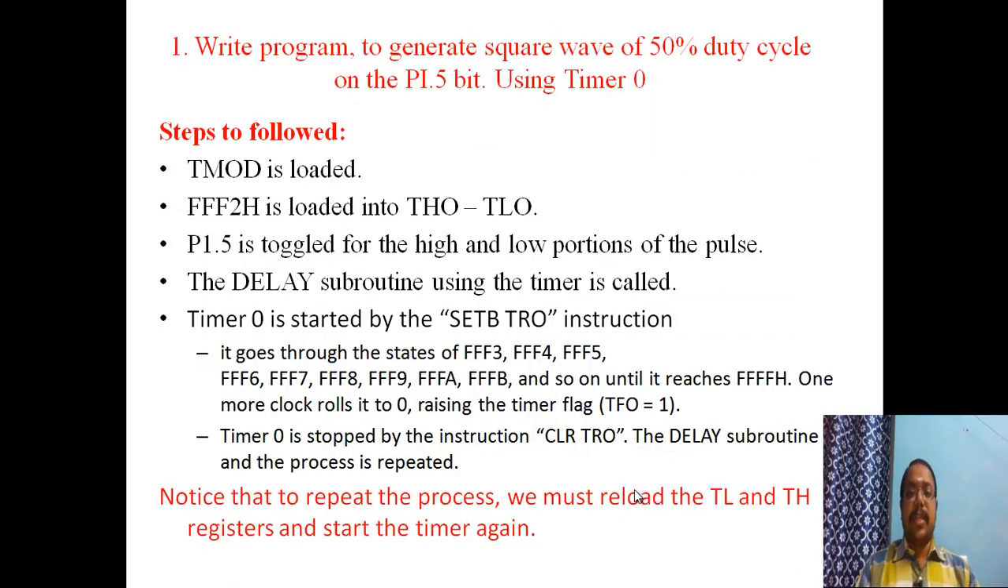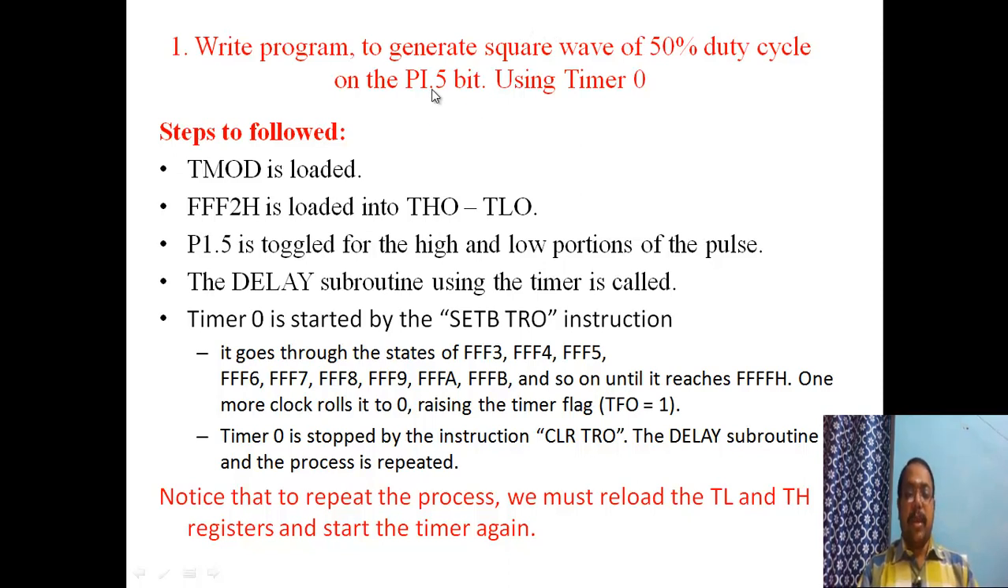So now let us start writing programs for the timer. The first program we are going to write is to generate a square wave of 50% duty cycle, which means T on and T off are the same, on port P1.5. There is a port called P1, in which on the 5th bit you have to generate this square wave, and they specify you are going to do it with timer 0. I repeat, you have to generate a square wave of 50% duty cycle, which means T on and T off are equal.